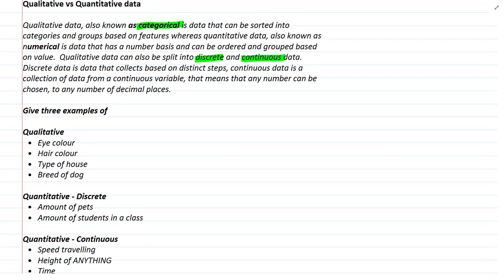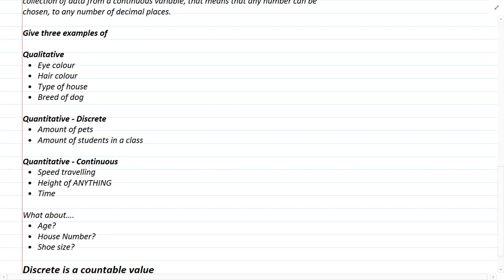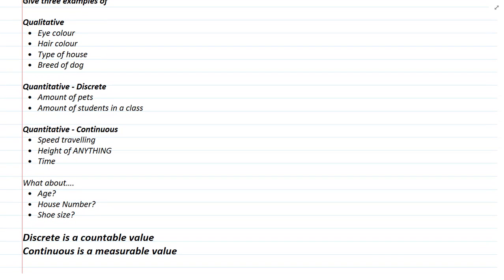Now, if you have a look at my definitions here, I've got some examples of qualitative data: eye color, hair color, type of house, breed of dog. Quantitative discrete data, the amount of pets you have, the amount of students in a class. And quantitative continuous data, speed you're traveling, the height of anything, time, for example. Now, I've got a couple of whatabouts, but first I just want to show you this definition here. This really does simplify it.